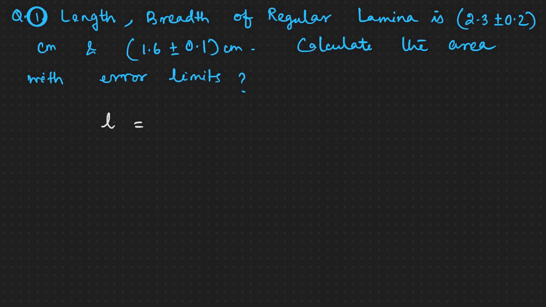We know the area of a rectangle is length into breadth, right? We know that, but how do we calculate the error limit? The error is delta error, there will be an error. So first of all we need to write what is L.